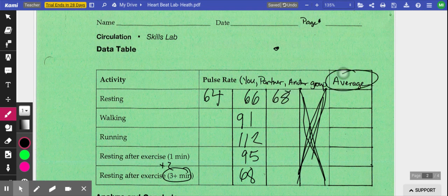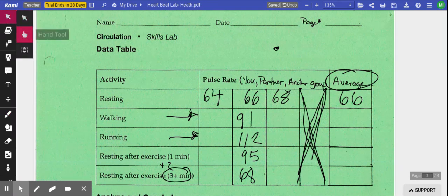How you're going to find this average is you're going to take yours, which is 64, and type it in the calculator: 64 plus 66 plus 68, and you divide that number by 3, and you get the average of 66 beats per minute. You're going to do the same thing with walking, find the average. Same thing with running, find the average. And with resting after 3 minutes. Pretty straightforward. Let me know if you have any questions.